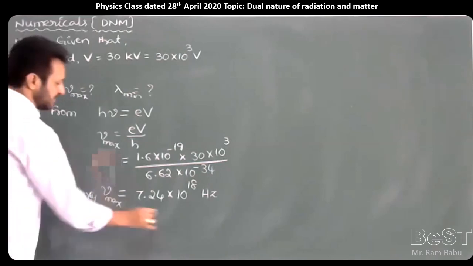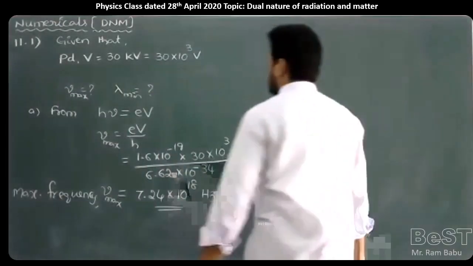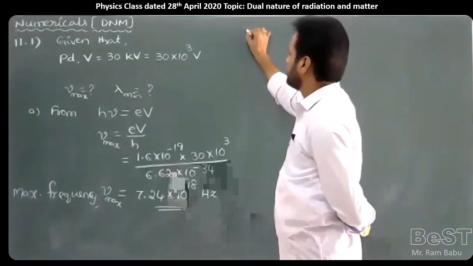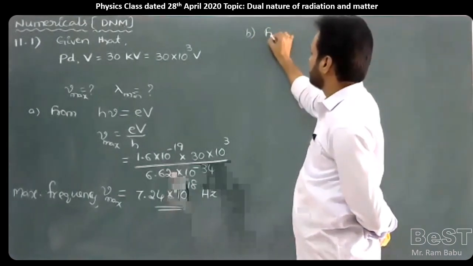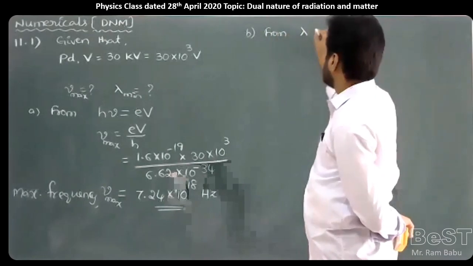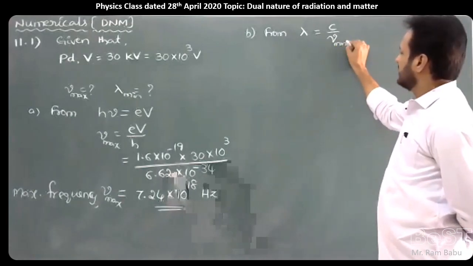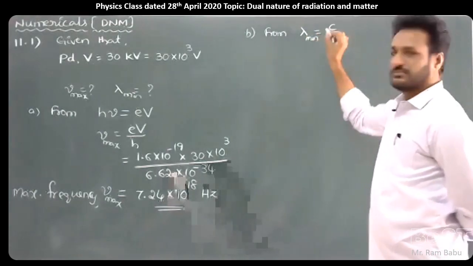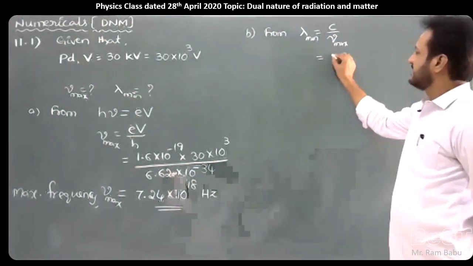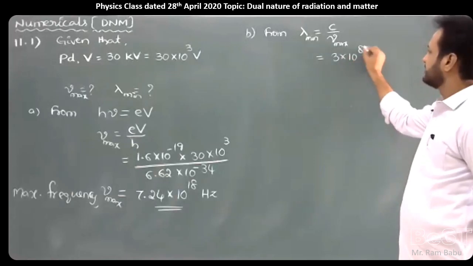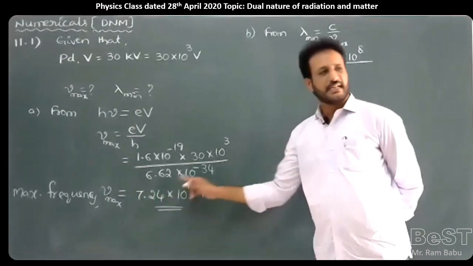New maximum is equal to 7.24 into 10 power 18 hertz. And the second question they asked: what is the minimum wavelength? From the formula, nu is equal to C by lambda, or lambda is equal to C by nu. Whenever nu is a maximum, automatically lambda will be minimum. Both are inversely proportional. We know speed of light is 3 into 10 to the power of 8, divided by what we already obtained, 7.24 into 10 to the power of 18.